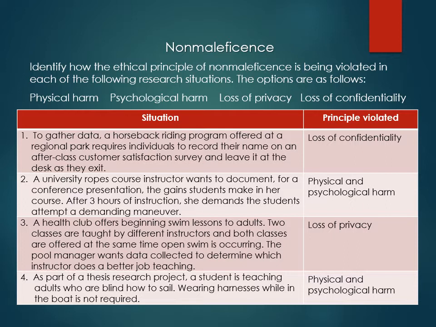Number 4, as part of a thesis research project, a student is teaching adults that are blind how to sail. Wearing harnesses while on the boat is not required. So, at first, it seems like a legitimate study. We're going to look at how we can teach folks that are blind to sail a sailboat. However, the fact that they're not wearing a harness or any other type of safety device may cause physical or psychological harm during the process.